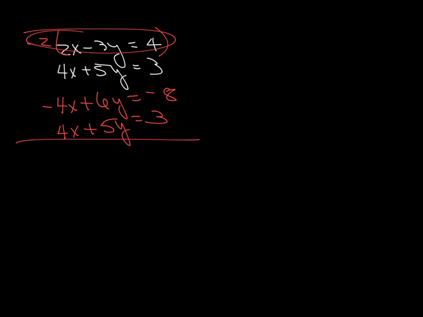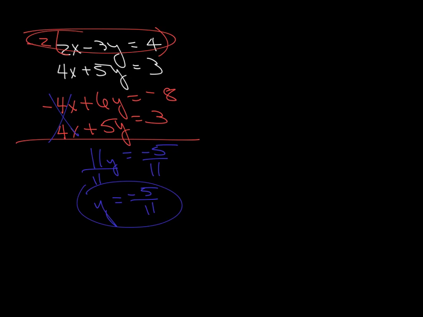Add those together and we'll put our answer in blue. Those go away. 11y equals negative 5. Divide by 11. And y equals negative 5 over 11. Okay, now I just have to find what my x value is. Well, I have a couple options here. I can either put negative 5 over 11 in here for y, here or here.